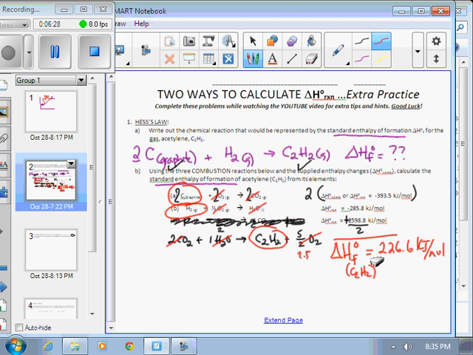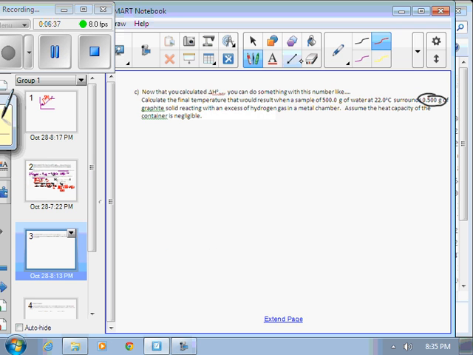Okay, so I hope that helps a little bit with Hess's law. If you're doing it right, it should be oddly sort of fun. Okay? All right, now here's probably the more challenging part. Sometimes you guys can calculate delta H of whatever, and then you have to do something with that number.